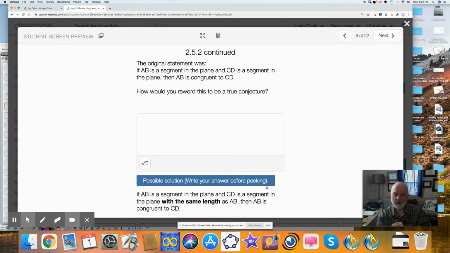We could say, if AB is a segment on the plane and CD is a segment on the plane with the same length, then AB is congruent to CD. And that's what we're going to prove.